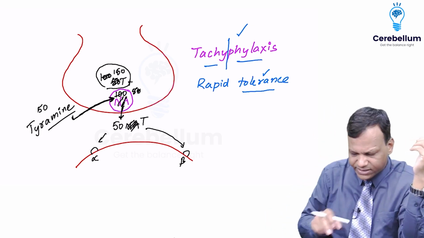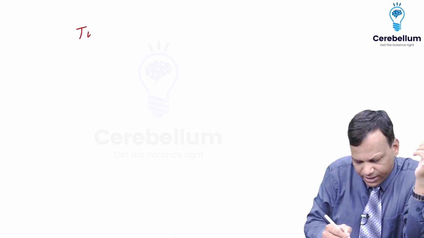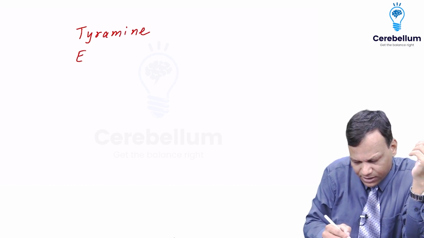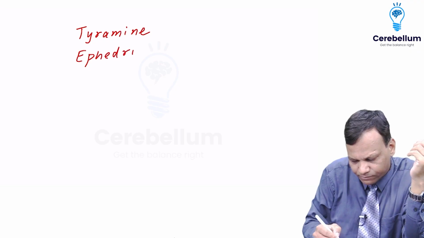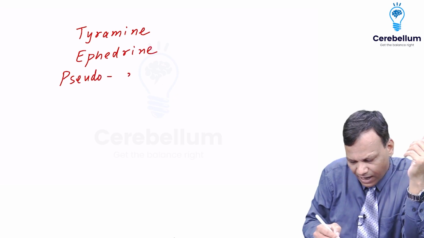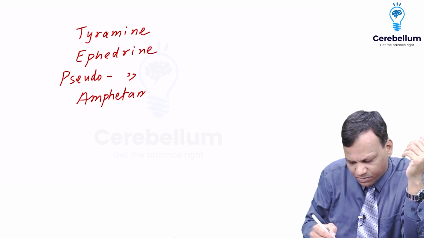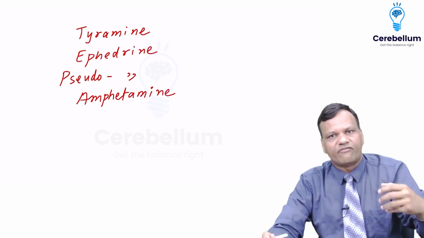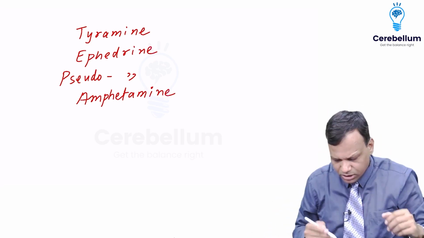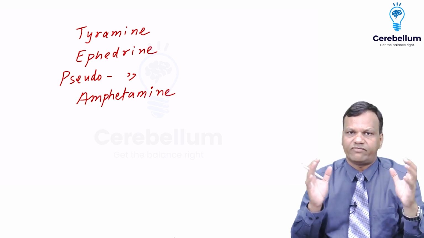Okay. Now, which drugs act by displacement? Drugs acting by displacement. One drug we already discussed is tyramine. Now, apart from tyramine, the other drugs are ephedrine, pseudoephedrine, and amphetamines. So all these drugs act by displacement: tyramine, ephedrine, pseudoephedrine, and amphetamines. Okay, so all these can show the phenomenon of tachyphylaxis.